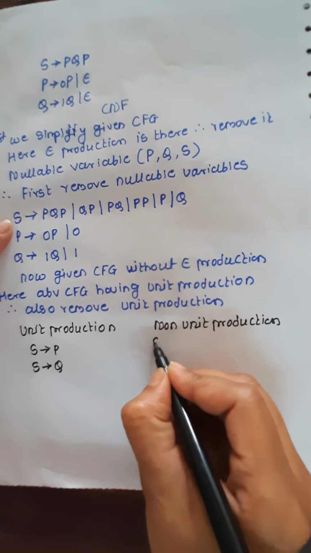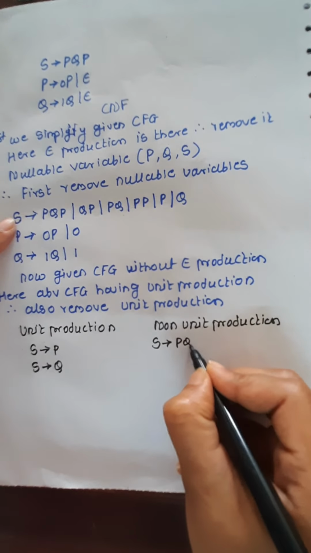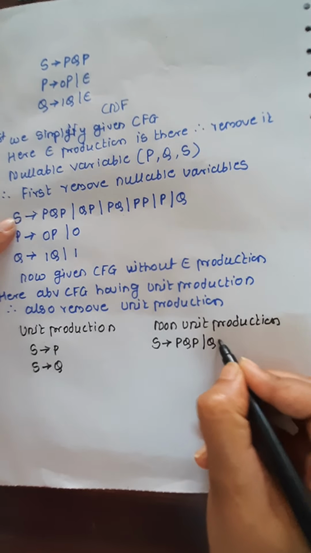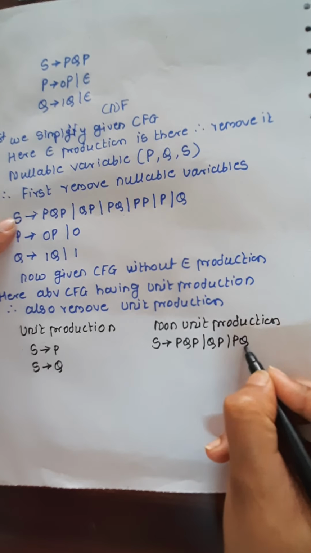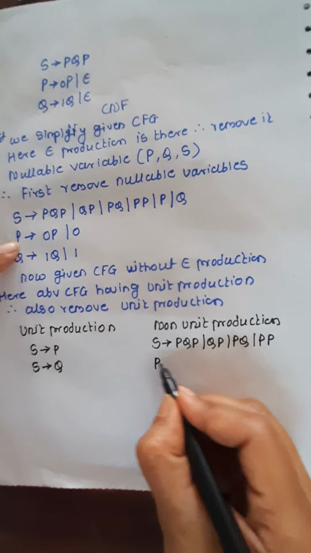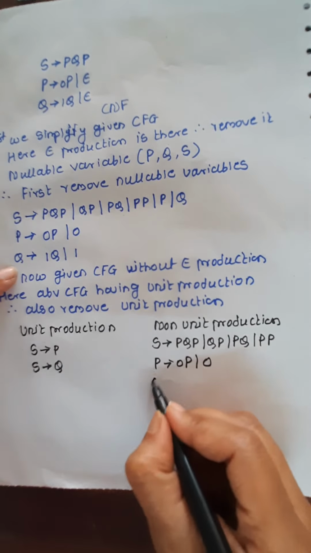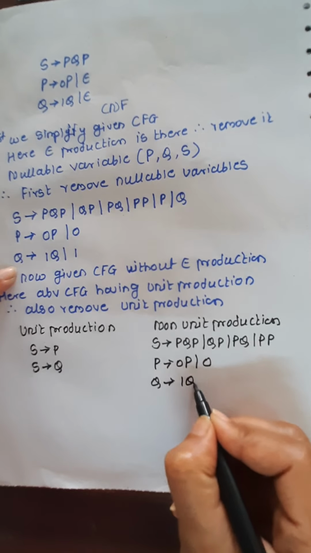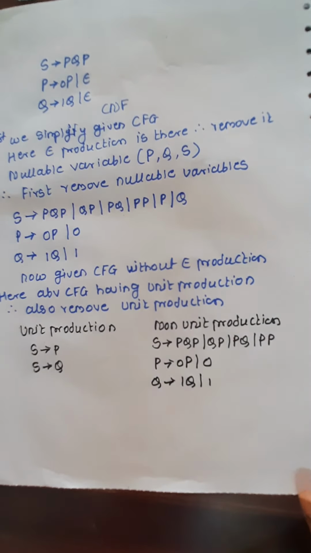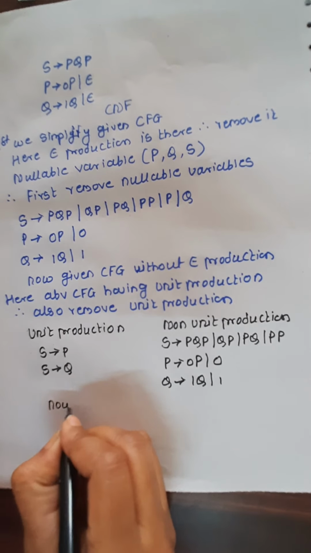So which are the remaining non-unit productions in the S? PQP, QP, PQ, PP. In the P production, 0P or 0. In the Q production, 1Q or 1. Clear? Now, what to do next?